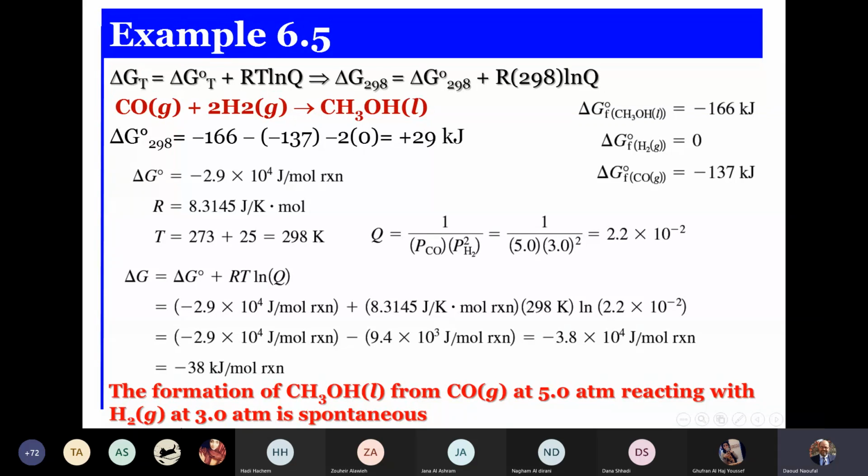Suppose you mix CO with H2 at different pressures. It's not necessary that you obtain delta G negative. Maybe you obtain delta G positive. So you can say at the given advancement, at the given conditions, our reaction is non-spontaneous.